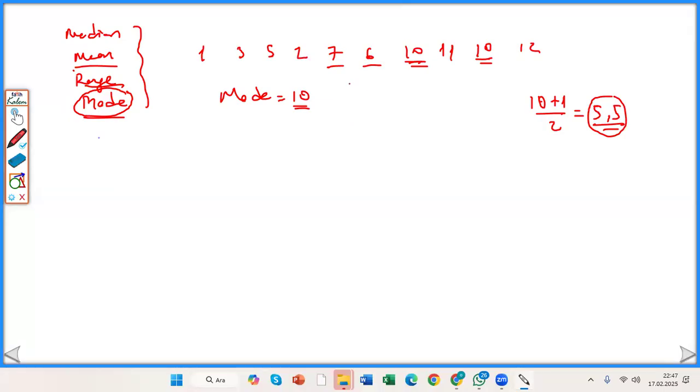What I mean is, for that data set, your median is 7 plus 6 over 2, in other words, 13 over 2, and it is 6.5. Okay, this is the median. Range and mean value can be found the same way again.